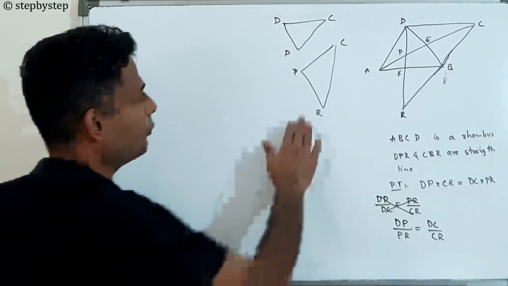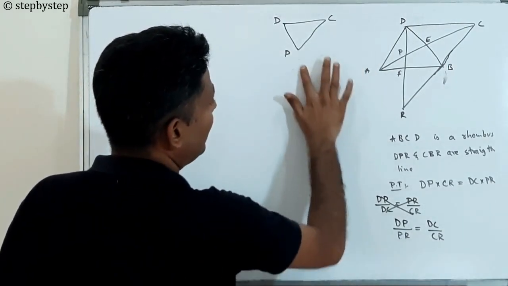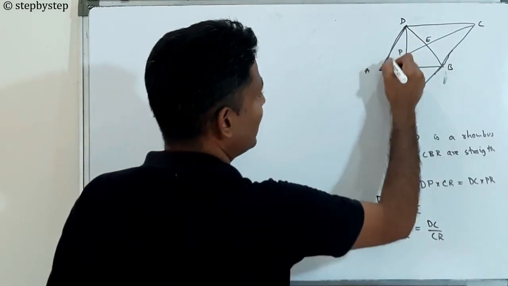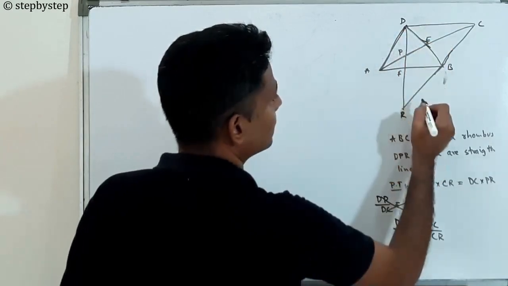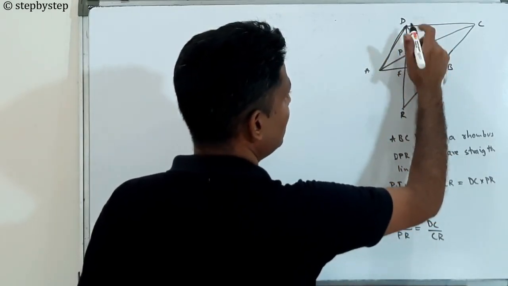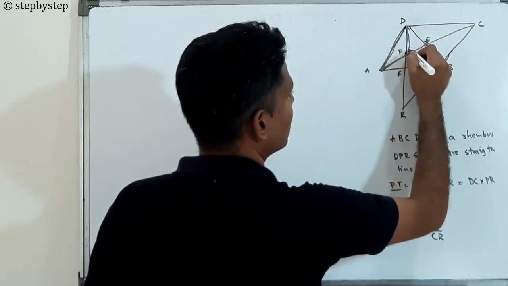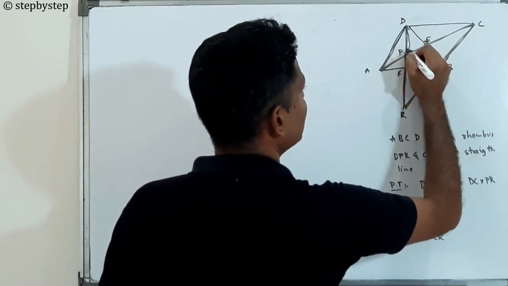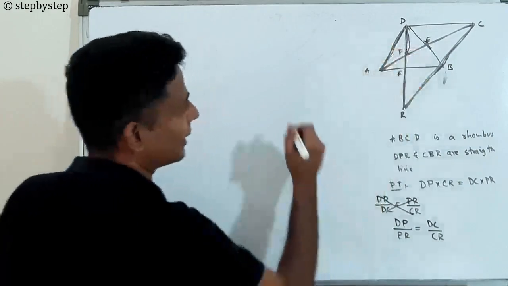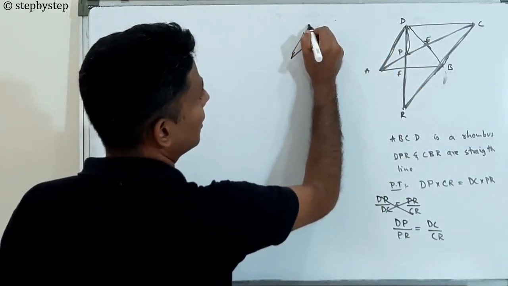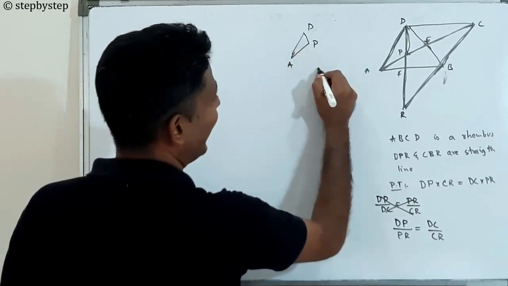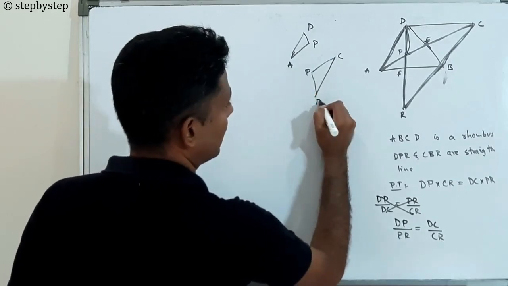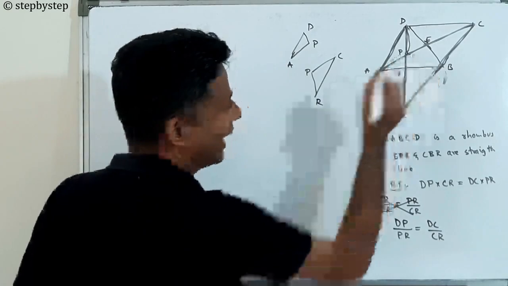Now if you think about it, can you find any two triangles which you can prove are similar? If you take this triangle, not this triangle, if you take this triangle and this whole triangle, you get it? So this triangle and this triangle, that is DPA and CPR. We can prove these two triangles are similar.